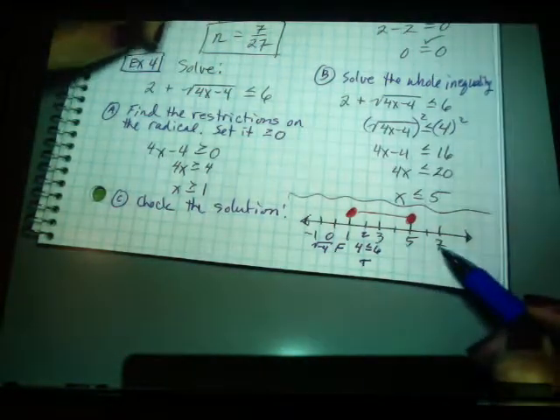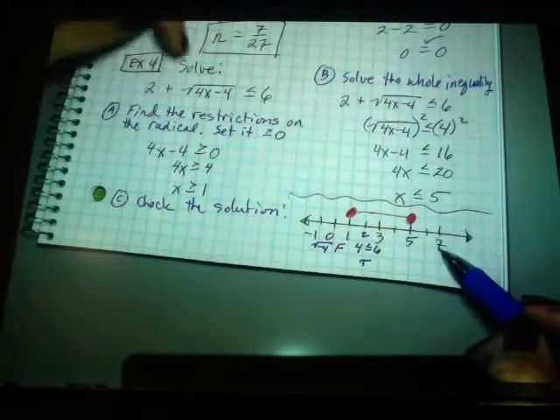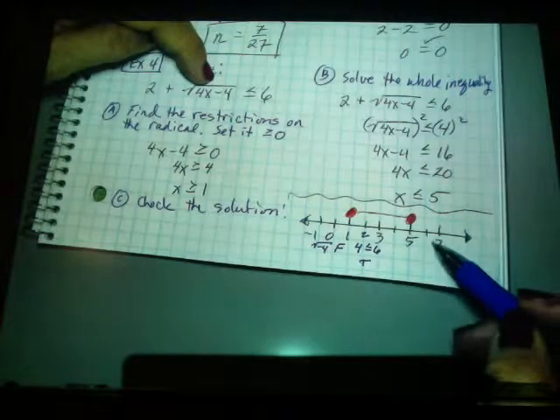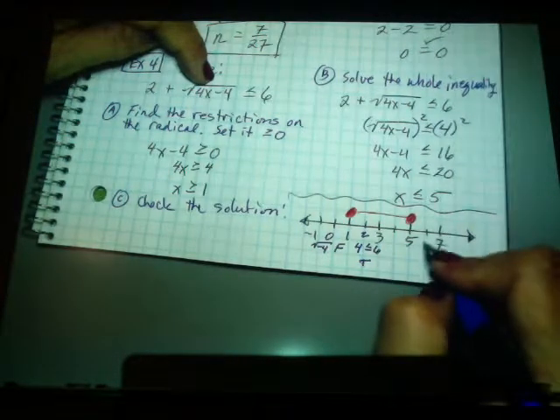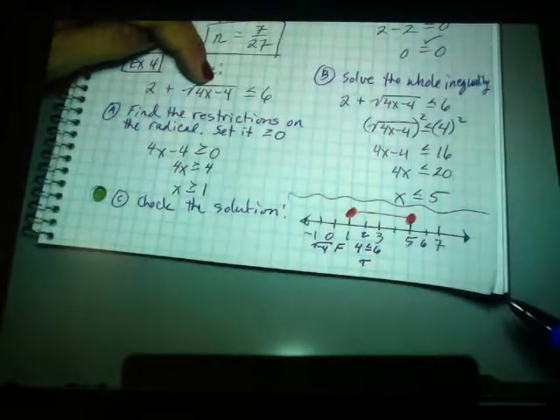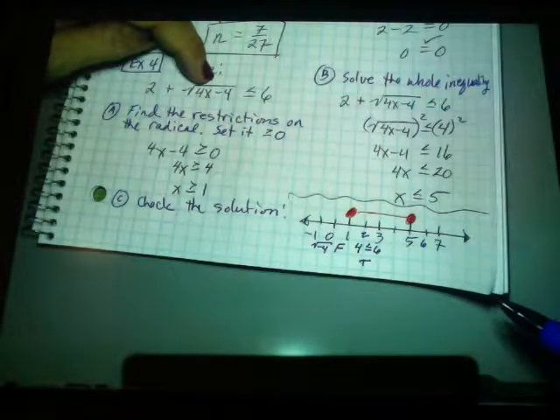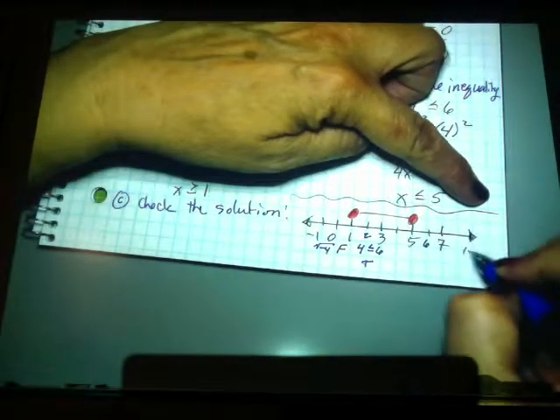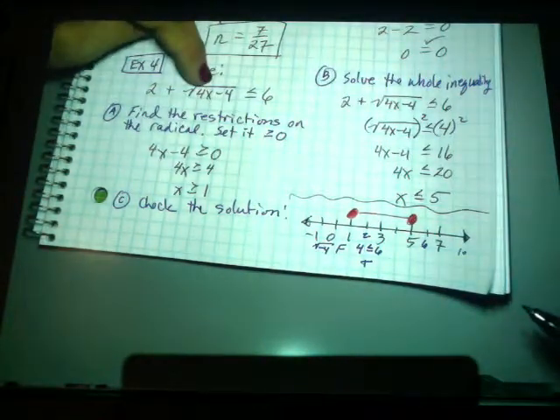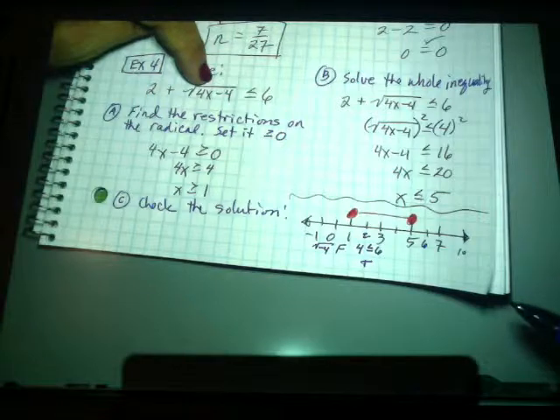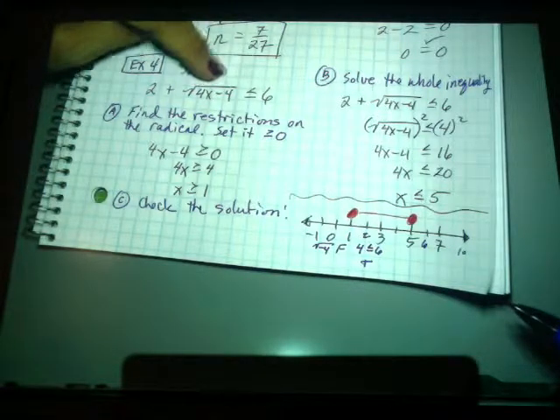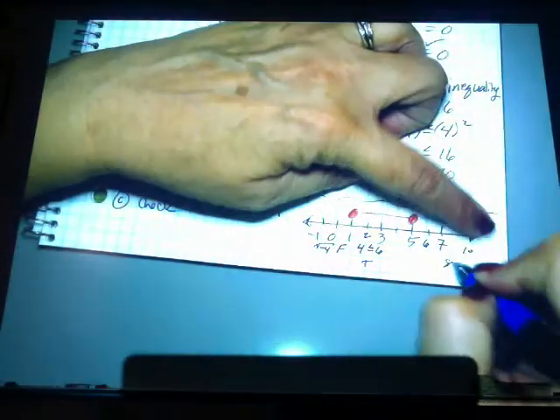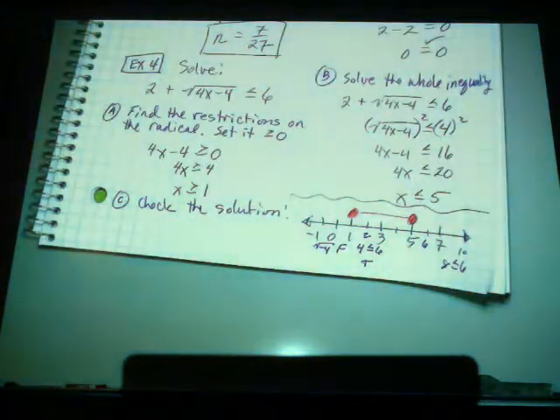Then out here, what would be an easy number to check that's going to give us a nice perfect square, possibly? Yeah, 10. So let's choose 10 way out here somewhere. So 10 times 4 is 40. What's 40 minus 4? 36. Square root of 36? 6. What's 6 plus 2? Is 8 less than or equal to 6? True or false? False.